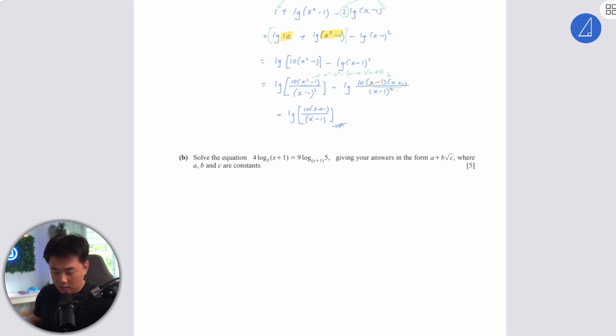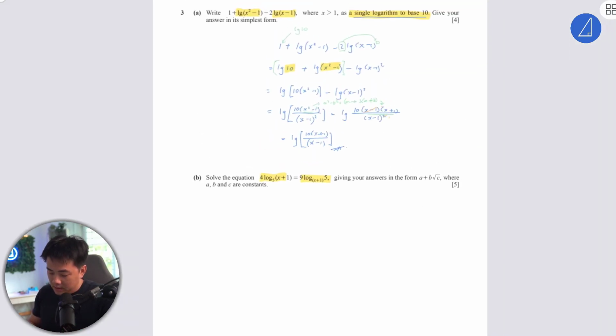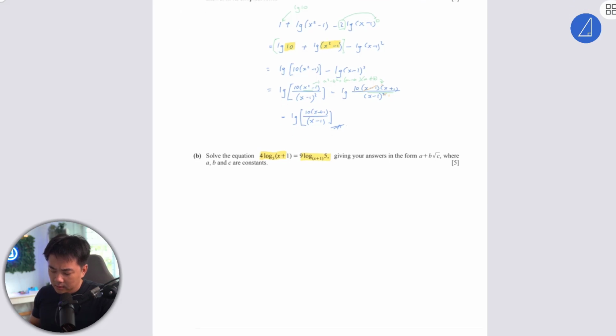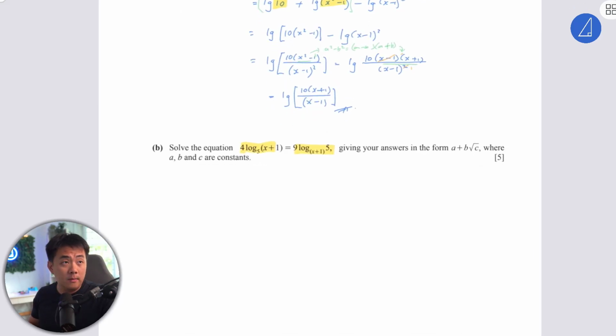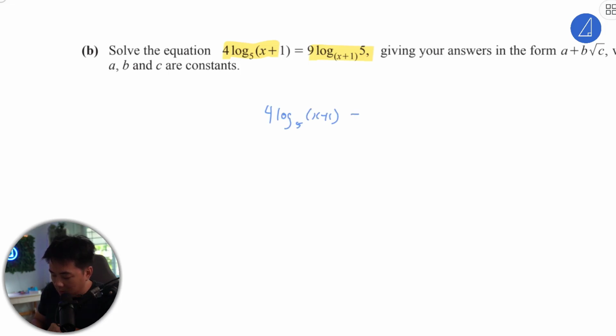Let's look at part B. We are told to solve this equation, and give your answers in the form of a plus b root c. So what we can do is change it to the same base. We can change to a base of 5 if you want to. In this case, we have 4 log base (x plus 1) of 5 equals 9 log base 5 of (x plus 1).